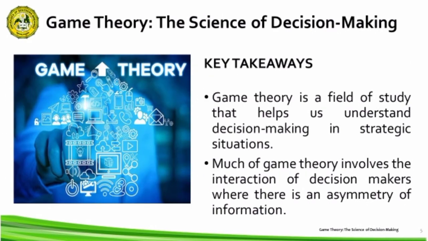Here are the key takeaways. Game theory is a field of study that helps us understand decision-making in strategic situations. And much of game theory involves the interaction of decision makers where there is an asymmetry of information. So simply, the study of game theory can provide us insights into how decision makers act when there is important information that they cannot directly observe.